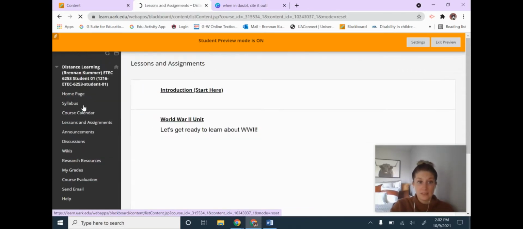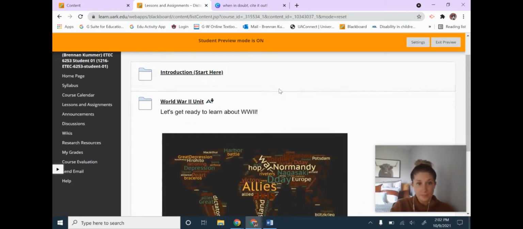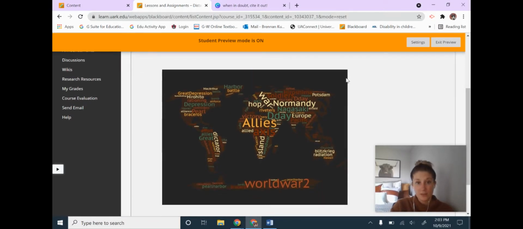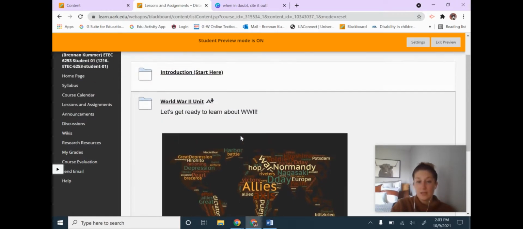So if I click lessons and assignments, we have some options here. There's a course introduction, which is where we just were, and then we have the actual unit of focus. There is a little intro here, kind of an anticipation guide of sorts for this unit, with a word cloud that shows some of the common vocabulary terms that students will be anticipating to learn as a part of this unit.